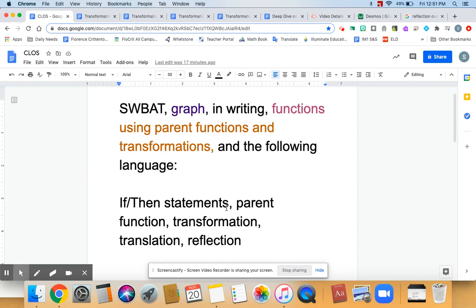So, using if-then statements, as well as the vocabulary words, explain what you learned how to do in this lesson.